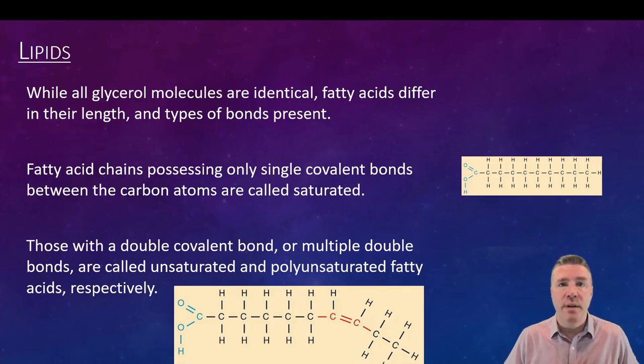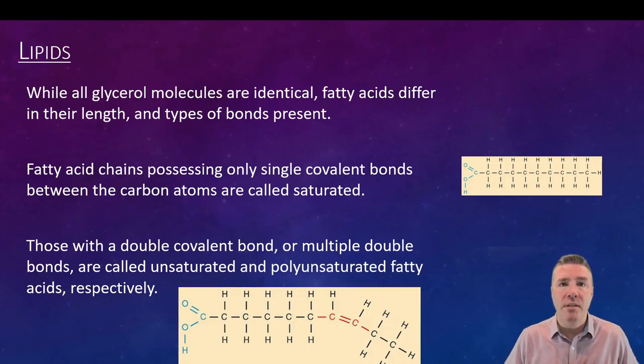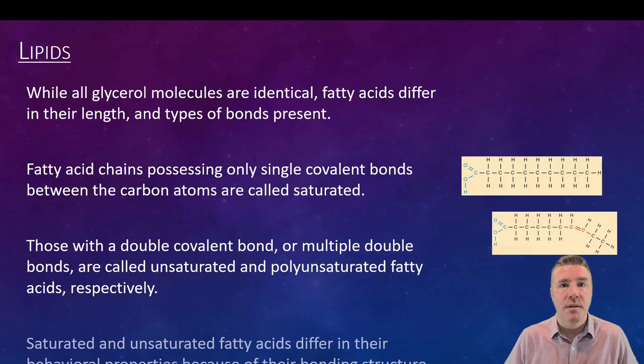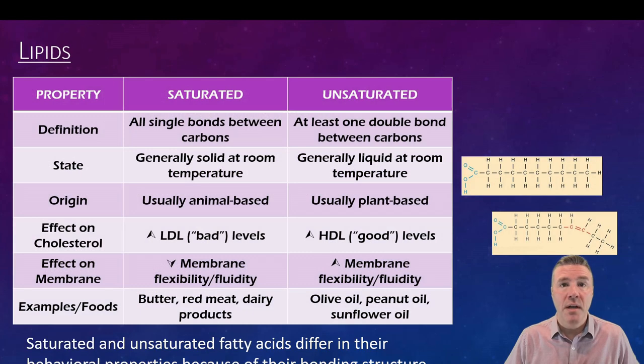Saturated and unsaturated fats have different chemical properties because of their bonding structure. Saturated fats tend to be solid at room temperature and are more prevalent in many animal tissues. As a part of our diet, saturated fats have more deleterious health consequences. They are more easily stored by cells thanks to their flat linear structure, and result in an increase in low-density lipoprotein, or LDL cholesterol, which is considered to be the bad cholesterol.